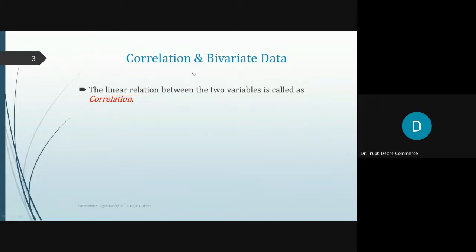Okay. So what do you mean by bivariate data? In correlation, interrelated variables are called correlated variables. It means if there are x and y, two variables we have selected for finding out the correlation, these variables are called correlated variables.